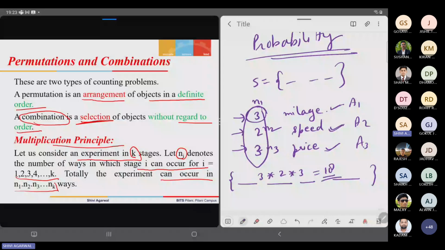Okay, this is the same thing as I have done: 3 multiplied by 2 multiplied by 3 ways. So there are 3 ways for calculating the mileage, 2 ways to calculate the speed, and 3 ways to calculate the price. So at a time we are finding n1 multiplied by n2 multiplied by n3 ways. So that is the multiplication rule. So basically we are doing the counting process here.